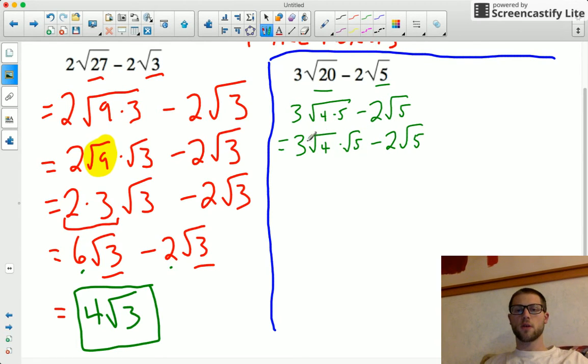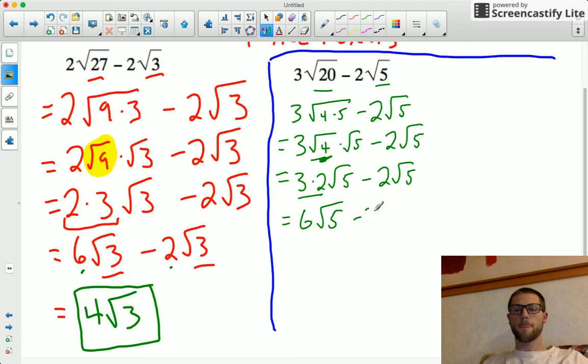So this is going to become 3 times the square root of 4 times the square root of 5, minus 2 root 5. I know the square root of 4 is 2. So I can rewrite this next line as 3 times 2 root 5, minus 2 root 5. And next I'm going to combine my 3 times 2 to give me 6 root 5, minus 2 root 5.